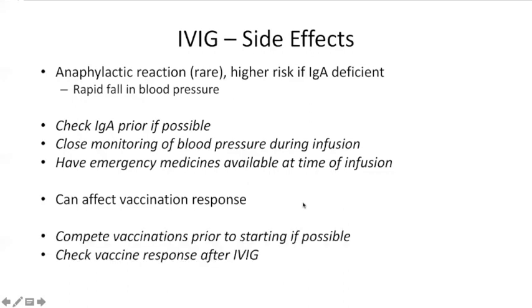So if possible, it's good if you can try and complete as many vaccines as you can before starting IVIG, but often that's not possible. So it's just something to keep in mind. You can always check how your body has developed its response to the vaccines after completing the IVIG course and get additional doses of vaccines if needed afterwards.